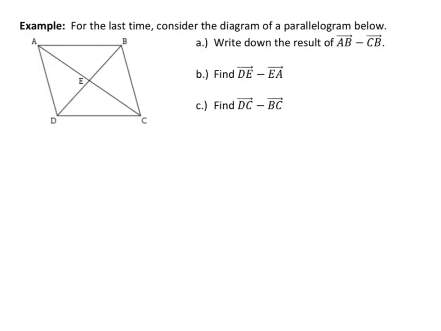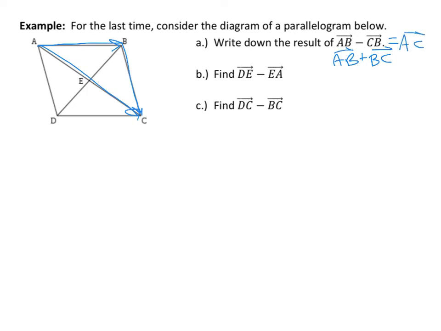So this is going to be the last time that we look at this parallelogram in this video. Again, I would really encourage you guys to pause the video, try this out on your own, and give yourself a chance to see whether or not you can get these on your own. So first, as we've done in the previous examples, write down the result of AB minus CB. What is that? So AB minus CB would basically be AB plus BC. Well, that would just take me from A to C. So this is AC.